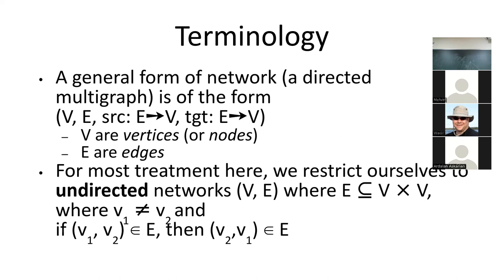But it's not possible in the second. In the second one, you either have one connection between A and B or none at all. Okay? The edges are a subset of pairs of vertices. So either the subset contains a certain pair, B, A, or it doesn't.